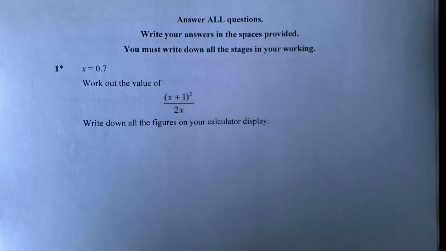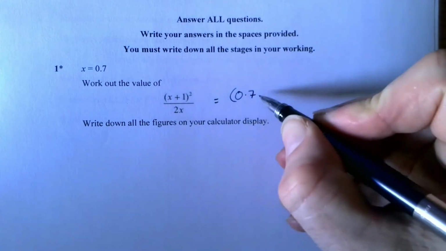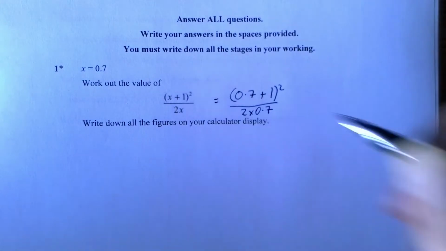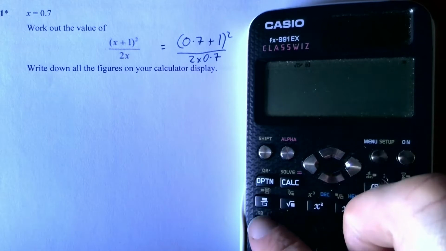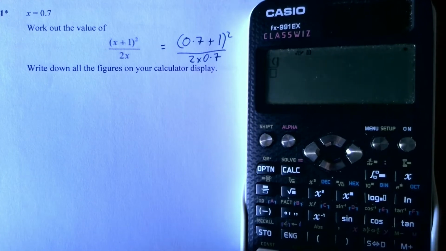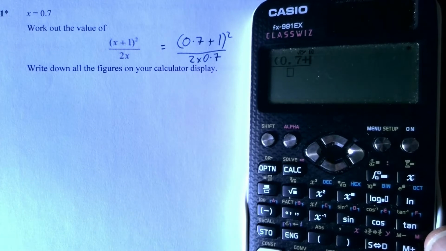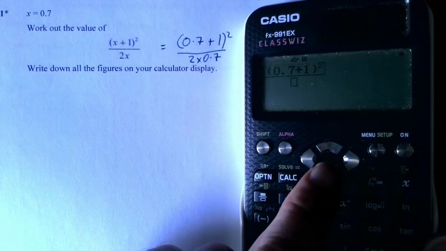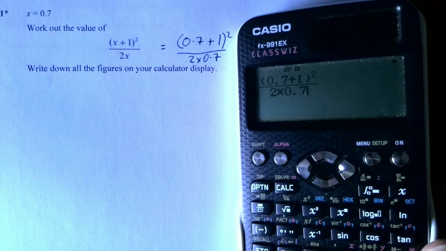Well, the first one here, this is simple enough because all we're going to have to do is put 0.7 into our calculators so that we get something like that. So just making sure you make it look exactly the same. So use the fraction button, use the brackets buttons, and then just type in what it says. 0.7 plus 1. And you could have put in 1.7 instead if you liked, but either way, 2 times 0.7. Yes, you could type in 1.4 as well.